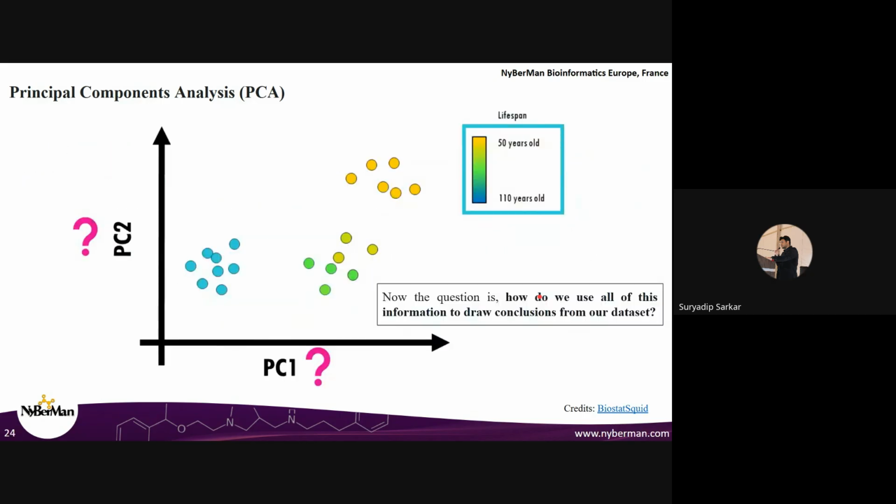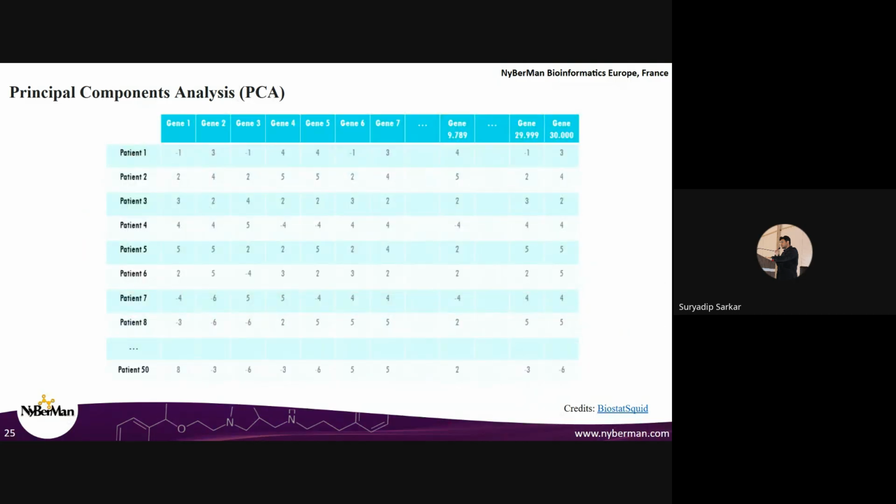Now one more question remains: how do we use all of this information? We understood what kind of information it is trying to tell us. Now the question is how we actually use this information to draw conclusions from our data set. Let me explain with respect to this example. Say, for example, this is a gene expression matrix, and we have these expression values and these samples here.